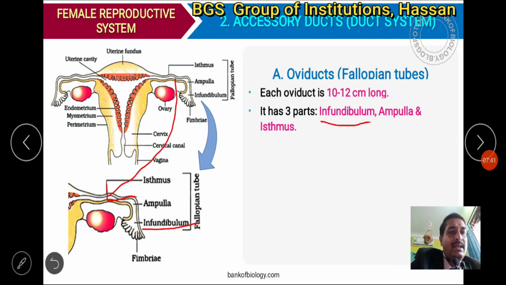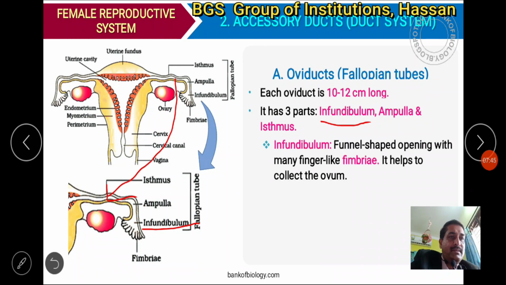Infundibulum is broad and funnel shaped. At its opening there are many finger-like structures called fimbriae.